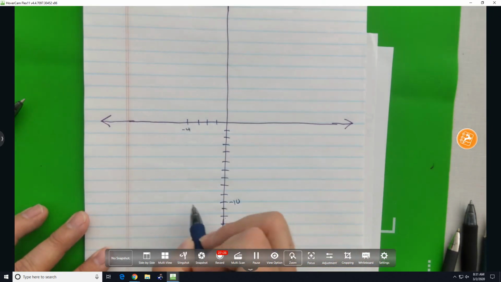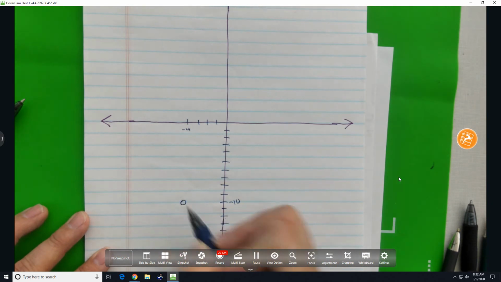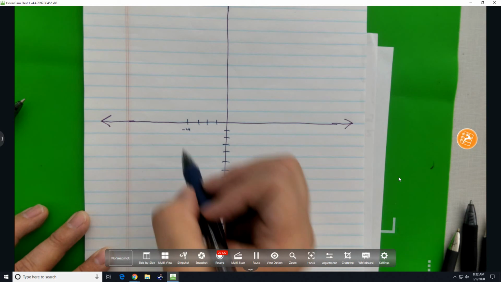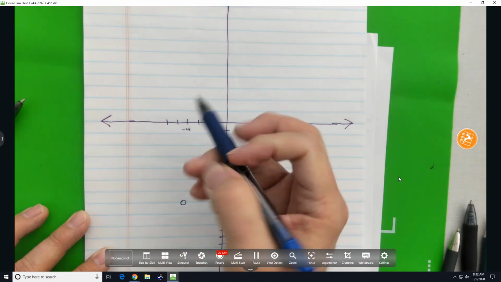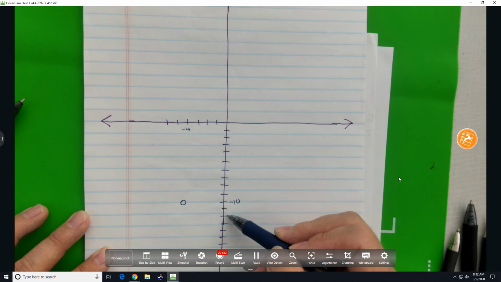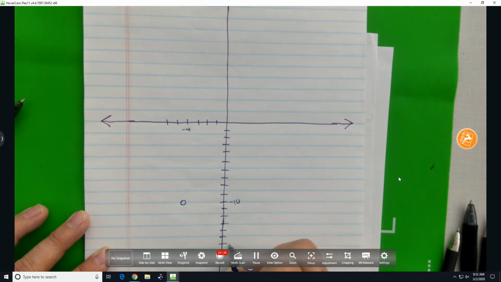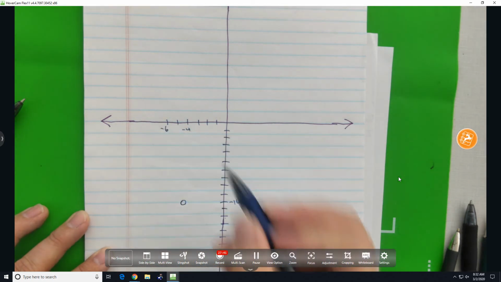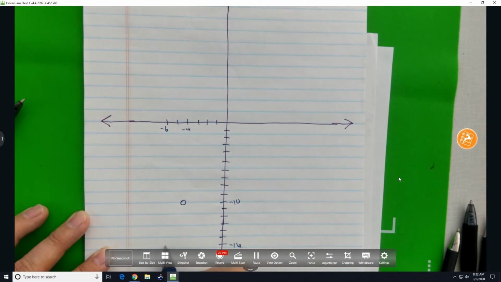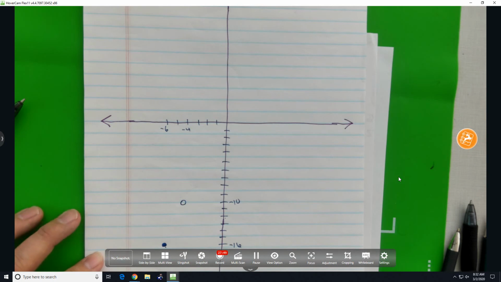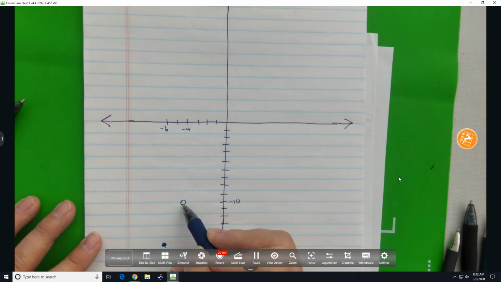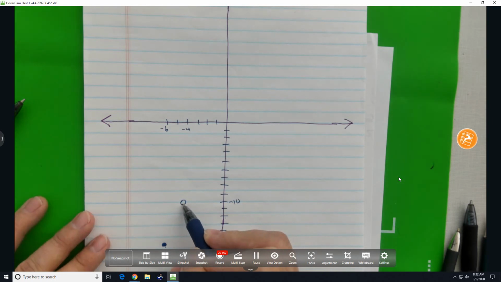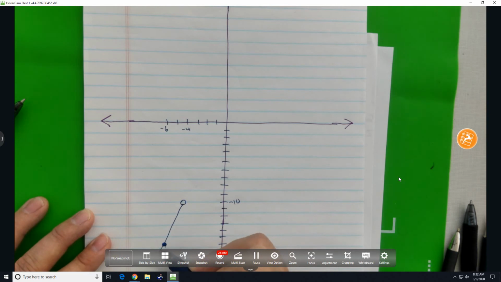So at negative 4, negative 10, we have an open circle. And then at negative 6, we have to go down 16. Everything just looks black up there. I know it's blue. You start at the cut point, and you go towards the second point that you found.